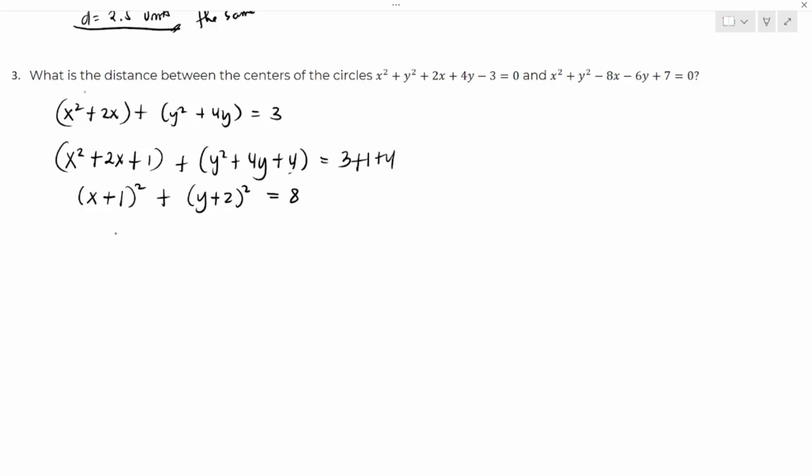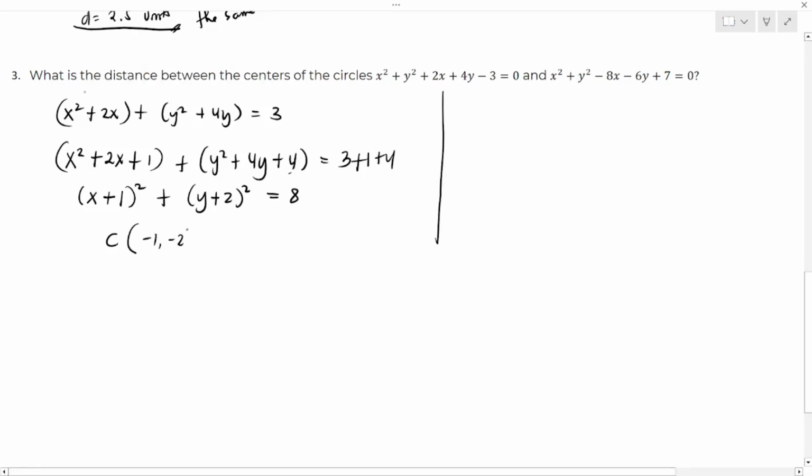So ano yung center dito, guys? Anong center dito? Coordinate ng center. Sige daw. 1 and 2, sir. Negative 1, negative 2. Okay, negative 1, negative 2. That's correct, no?